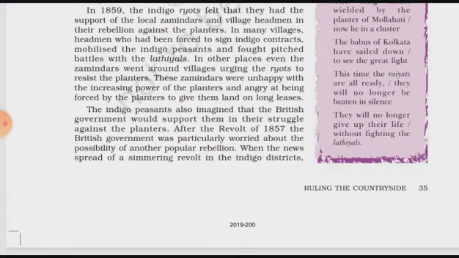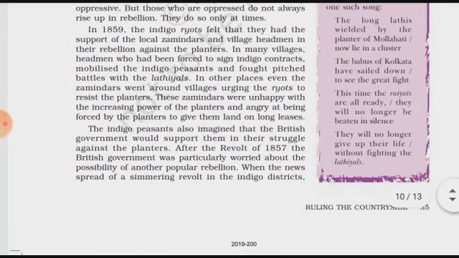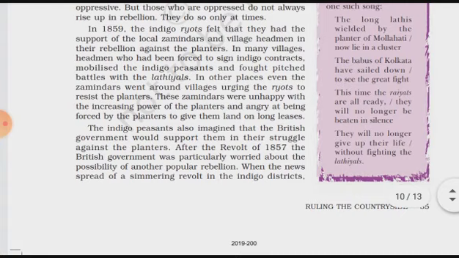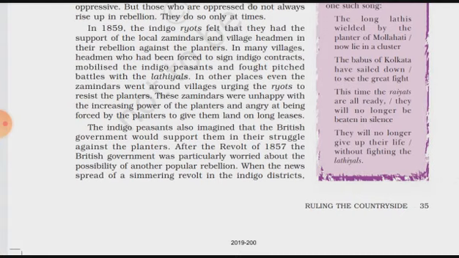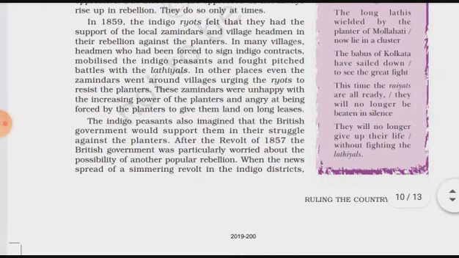pitched battles with the lathials. So, what happened in many villages? Whoever these headmen were, who had been forced to sign the agreement, as we have discussed previously, they mobilized the indigo peasants and fought. So there, the indigo peasants also fought pitched battles with these lathials.